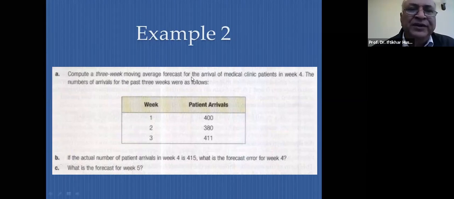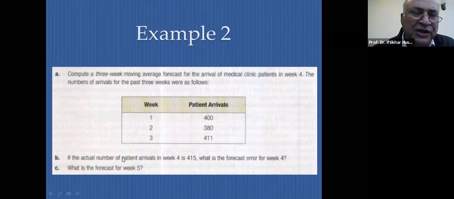So compute a 3-week moving average forecast for the arrival of medical clinic patients in week 4. The 3 weeks were as follows. Week 1, 400 patients arrived. Week 2, 380. Week 3, 411.